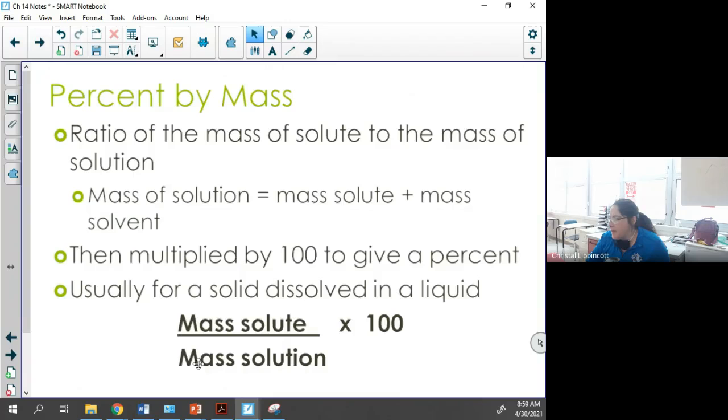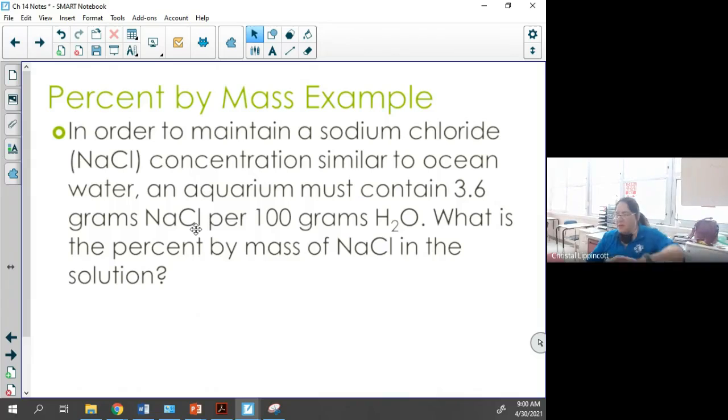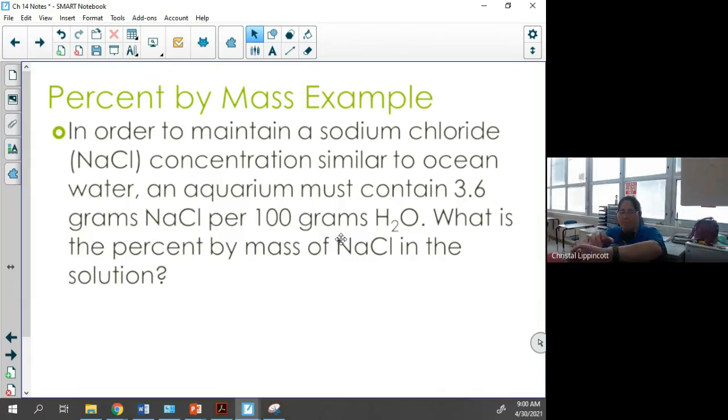All right, percent by mass. If we do this one, again, it's the mass of solute divided by mass of solution. So part over whole, and then you multiply it by 100. So here's a percent mass problem. Okay, we have water here. It's got 3.6 grams of NaCl and 100 grams of water.